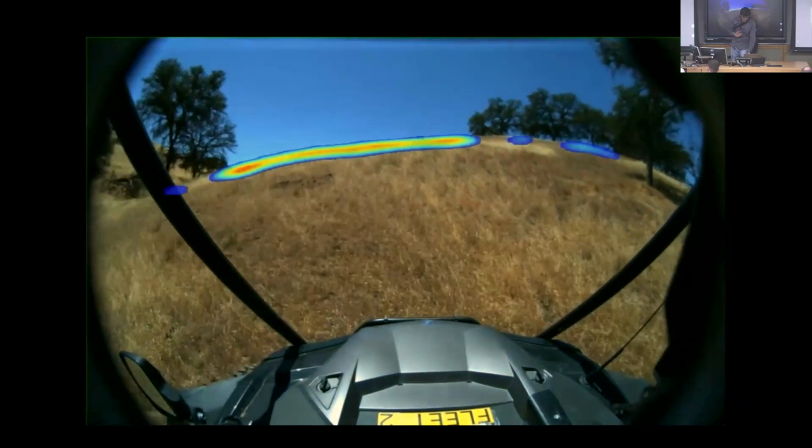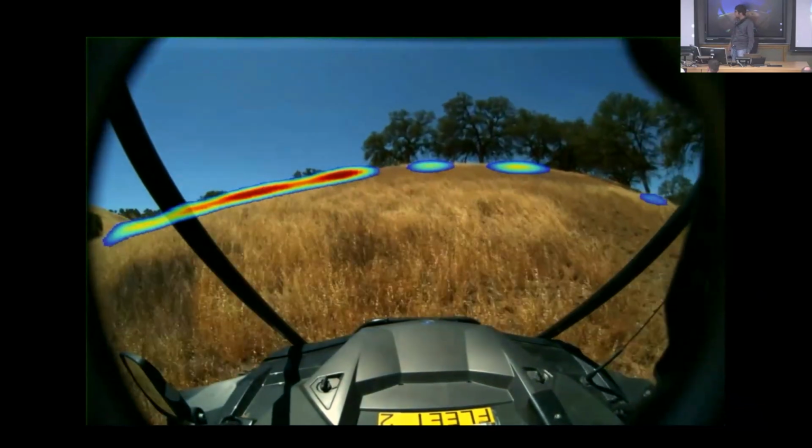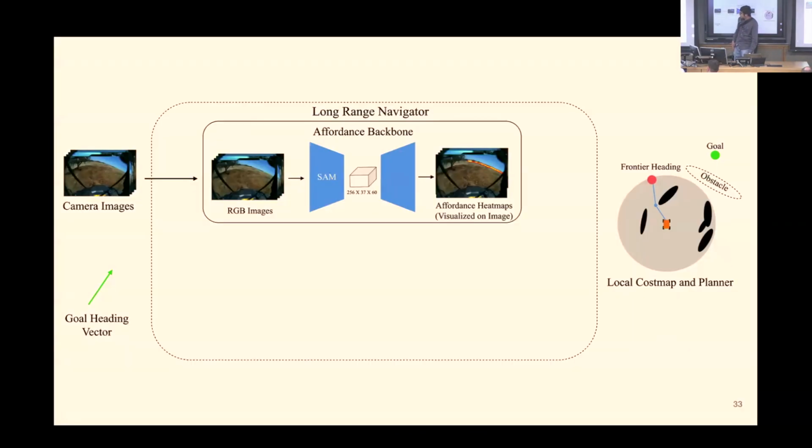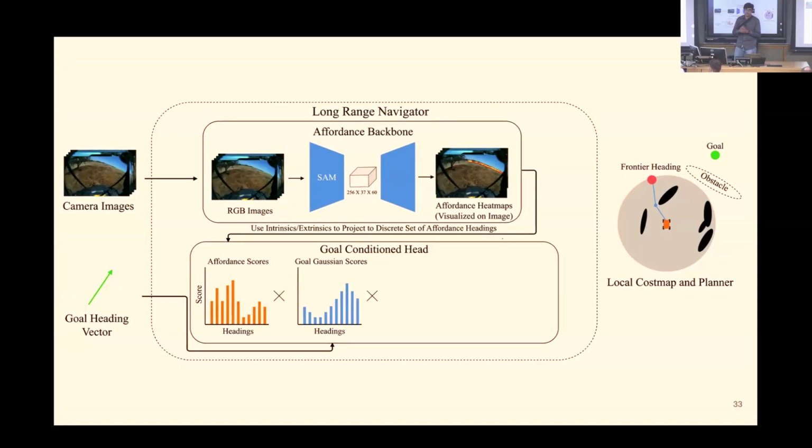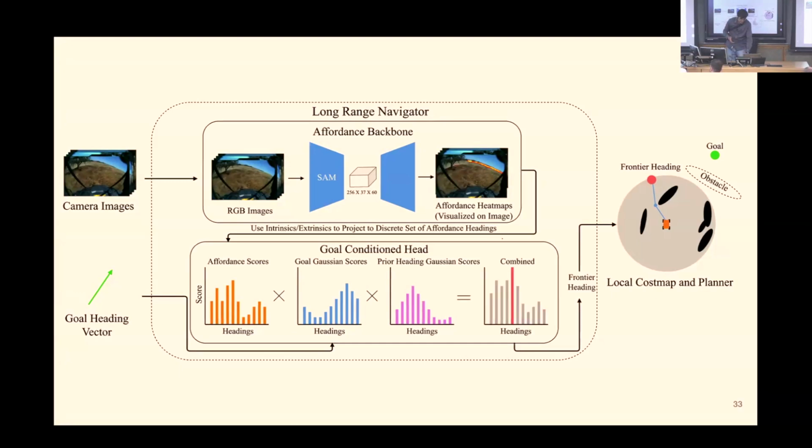So how do we use these predictions for our ultimate goal of navigation? We can use camera intrinsics and extrinsics during deployment to convert pixels to heading directions in the 3D world. So we can convert those scores to actual heading directions. For the goal score, we consider a Gaussian around the goal direction. And lastly, in order to maintain some temporal consistency across time, we have a Gaussian score on the prior heading direction also. We combine these scores and ultimately we can decide on a frontier direction.